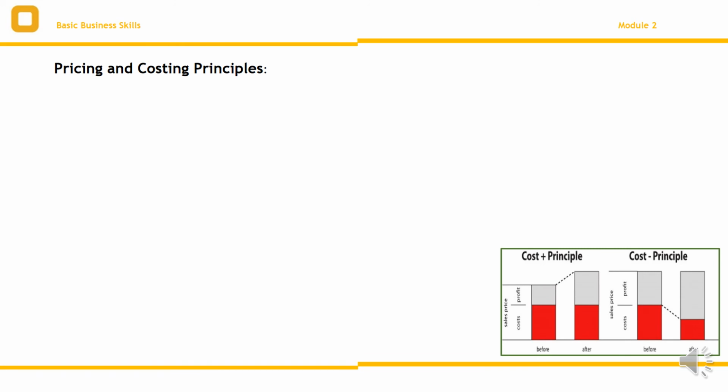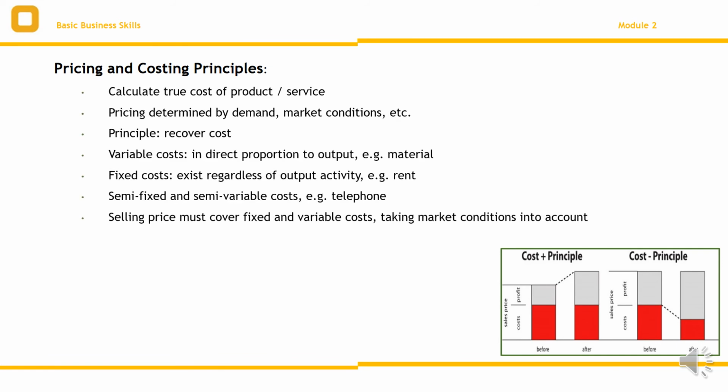As a small business owner, you need to make sure that you price and you cost your products appropriately. When it comes to costing and pricing, you must calculate the true cost of manufacturing or producing your product or service. So meaning that you must factor in all the costs that you incurred while you are manufacturing the product or the service. When it comes to pricing, attaching a certain value to a certain product or service, pricing is determined by market conditions. Pricing is determined by demand and supply.